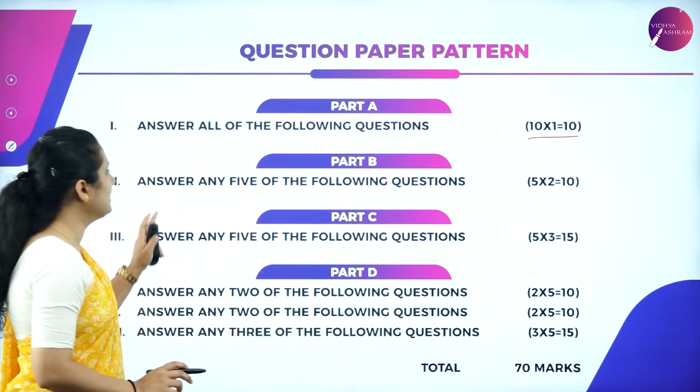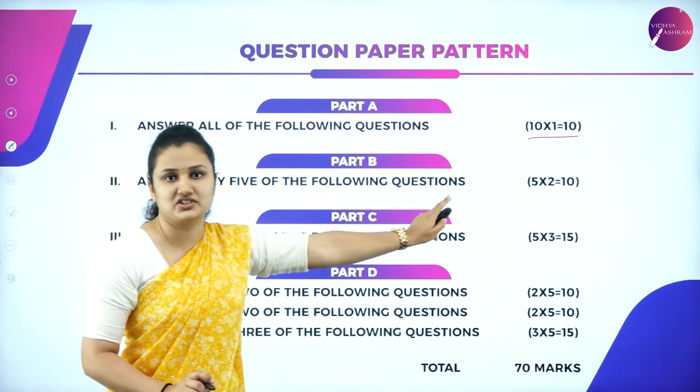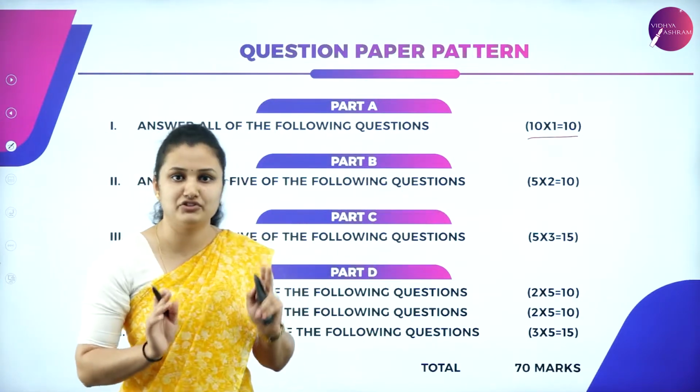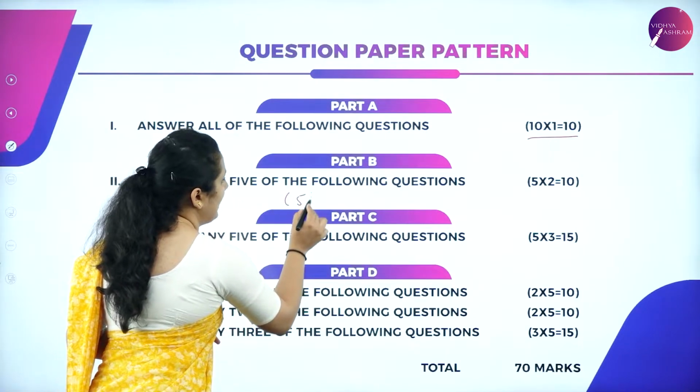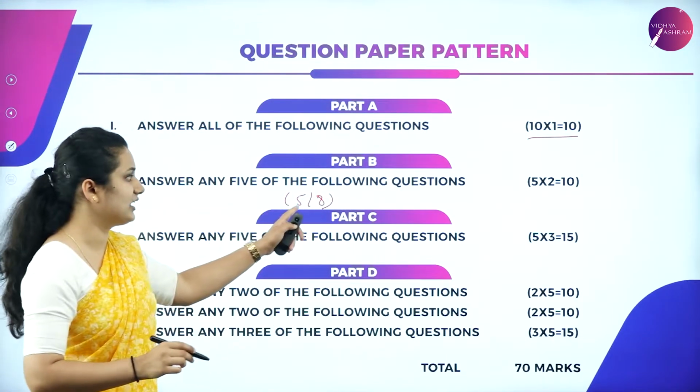Next, you have part B. Answer any 5 of the following questions. That means in part B you have choice. There will be 8 questions wherein you will be answering any 5.